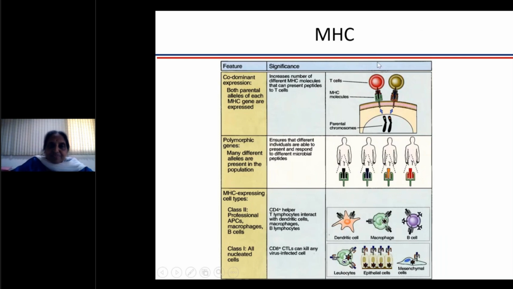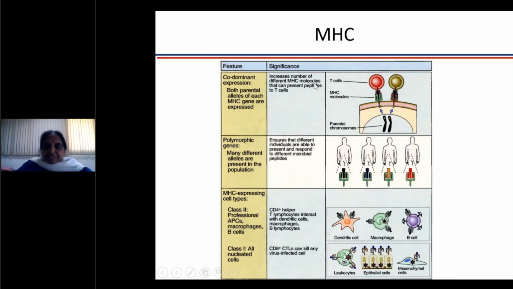So the MHC, as you all know, is co-dominant. Generally in genes only one chromosome's copy gets expressed, but for MHC both chromosomes' proteins are expressed. So we get DR, DQ, DP, and HLA-A, B, C. These are the conventional ones. All of us will have 2 copies of DR, one from the mother, one from the father. That is why it is called co-dominant expression.